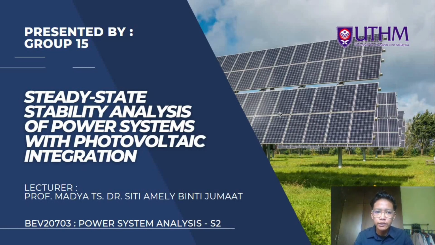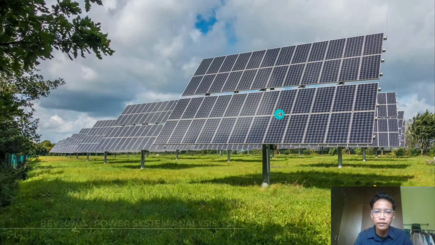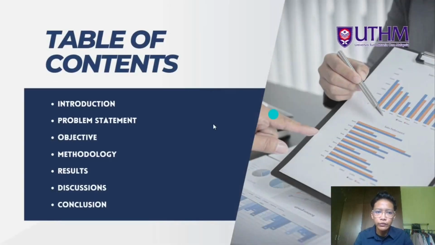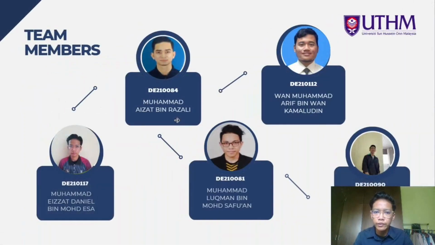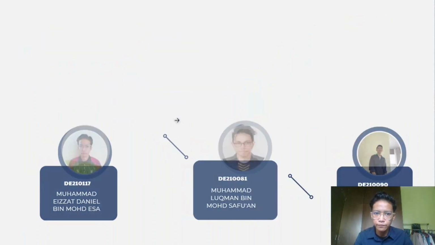Welcome to today's presentation of Steady-State Stability Analysis of Power System with Photovoltaic Integration. There are 7 things that we will explain in this presentation, which is Introduction, Problem Statement, Objective, Methodology, Results, Discussion and also Conclusions. There are 5 members in our group that will present their respective parts in this presentation.